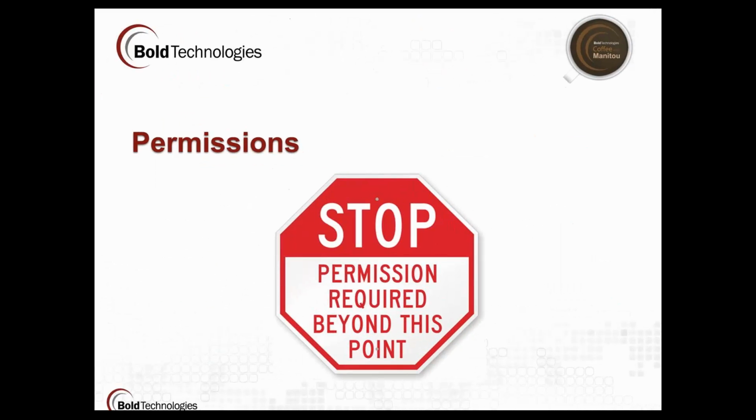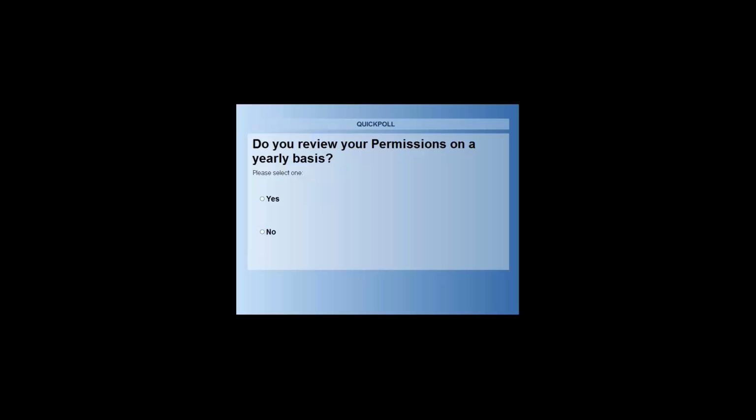All right, the first thing we want to talk about is permissions. And stop. Permission is required beyond this point. We're going to start the permission section off with a poll question. All right, let me go ahead and drop down that next one. There you go. So, do you review your permissions on a yearly basis?